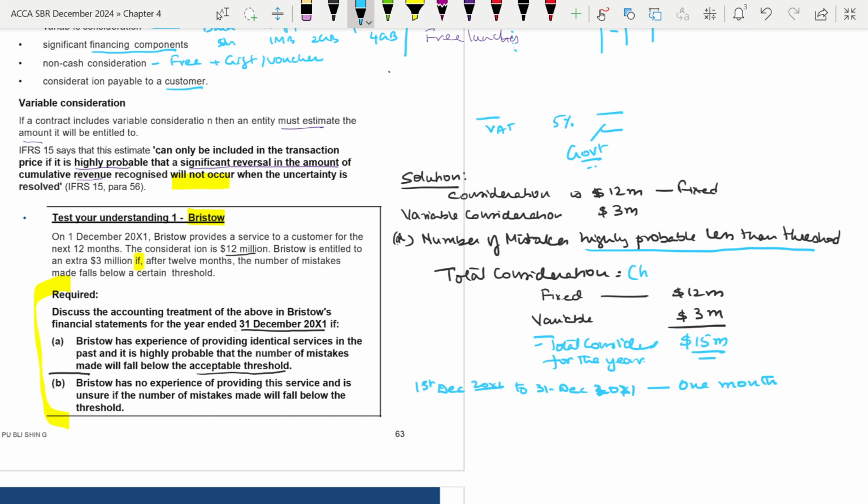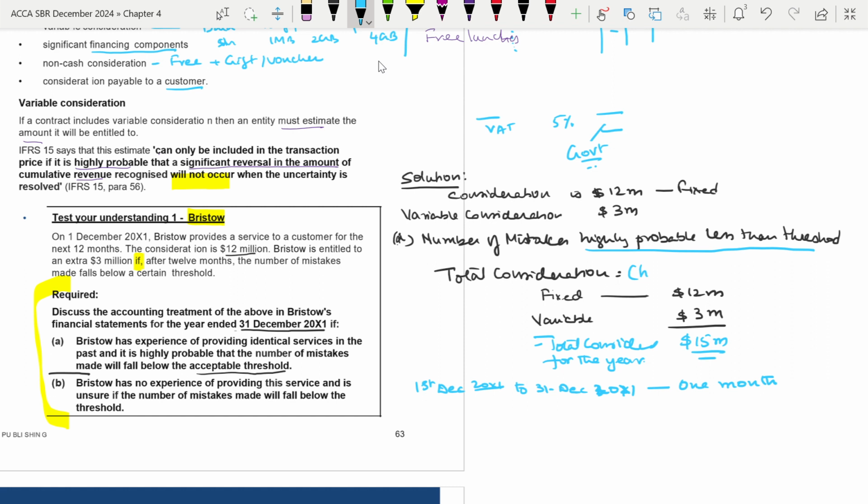Are you clear about this? See the thing. On 1st December 2001, they provide a service to the customer for the next 12 months. Consideration is 12 million, and an extra 3 million after 12 months. But what they are asking us is to discuss the accounting treatment for the year ended 31st December 2001. We have to calculate only for 1 month.